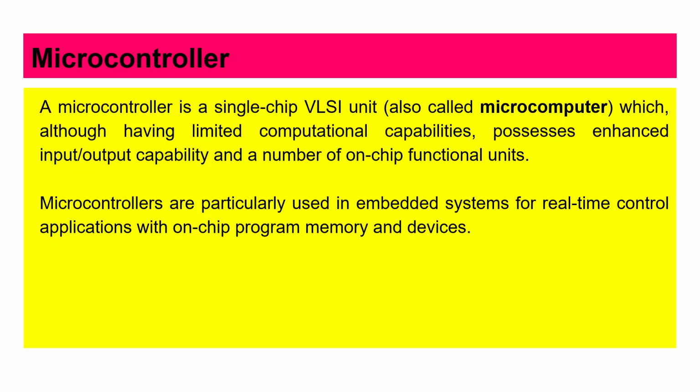The next type is a microcontroller. Now a microcontroller is also a single VLSI unit. It is also known as a microcomputer, but it has limited computational capabilities. Why it has limited computational capabilities we'll discuss when we see the difference between them, but it has higher input output capabilities. Microcontrollers are particularly used in embedded systems for real-time control applications. So now let's see the difference, because both of them sound quite similar. Let's see what the difference is between a microprocessor and a microcontroller.